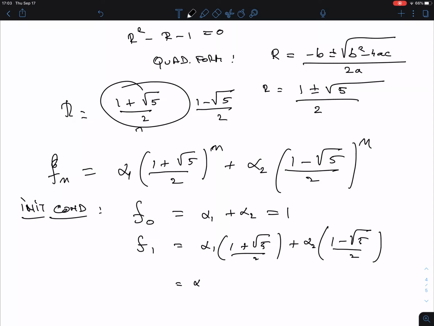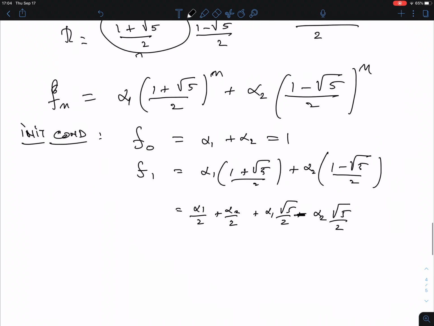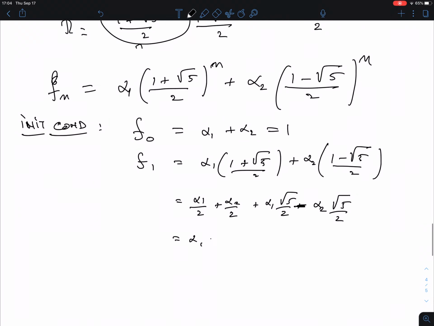So we have alpha 1 over 2 plus alpha 2 over 2. These are the parts without the radical, and then the parts with the radical are alpha 1 radical 5 over 2 minus alpha 2 radical 5 over 2. Okay, so this is alpha 1 plus alpha 2 over 2 plus alpha 1 minus alpha 2 times radical 5 over 2. Now alpha 1 plus alpha 2 is actually 1, so this whole part is just a half.